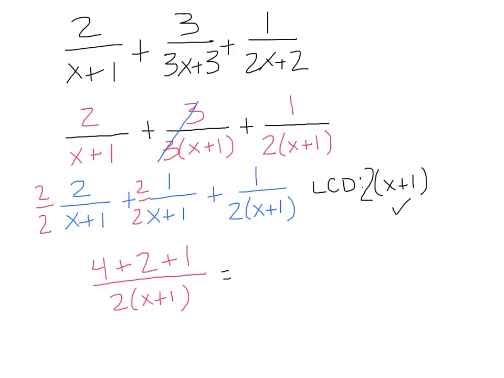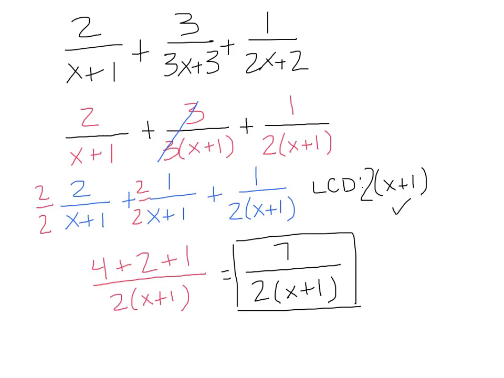Now, if we simplify this a little bit, we're going to end up with 4 plus 2 plus 1, which is 7, over 2 times x plus 1. So, look to see if you can simplify it any further. Unfortunately, 7 and 2 don't have any common factors, so we're actually all finished. Again, I'm leaving my answer in factored form.